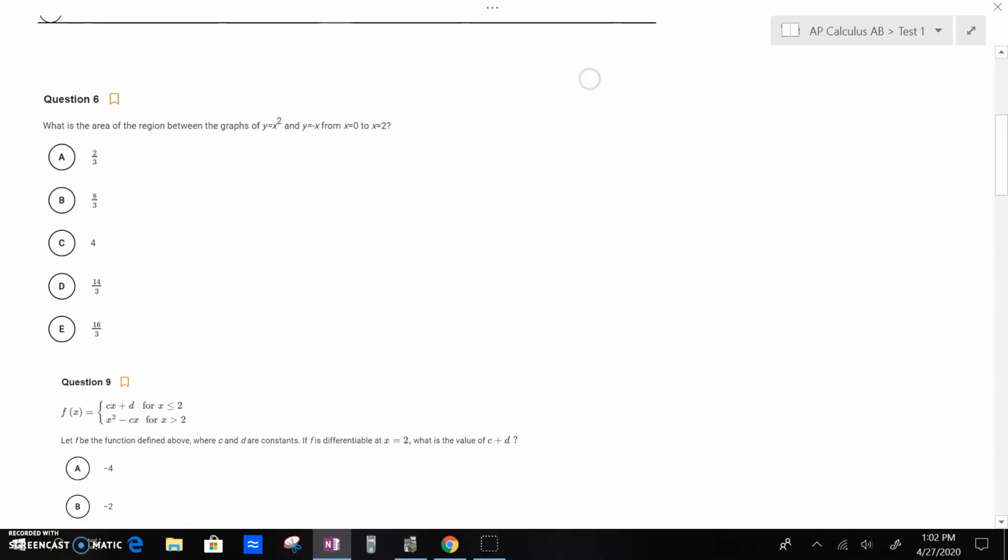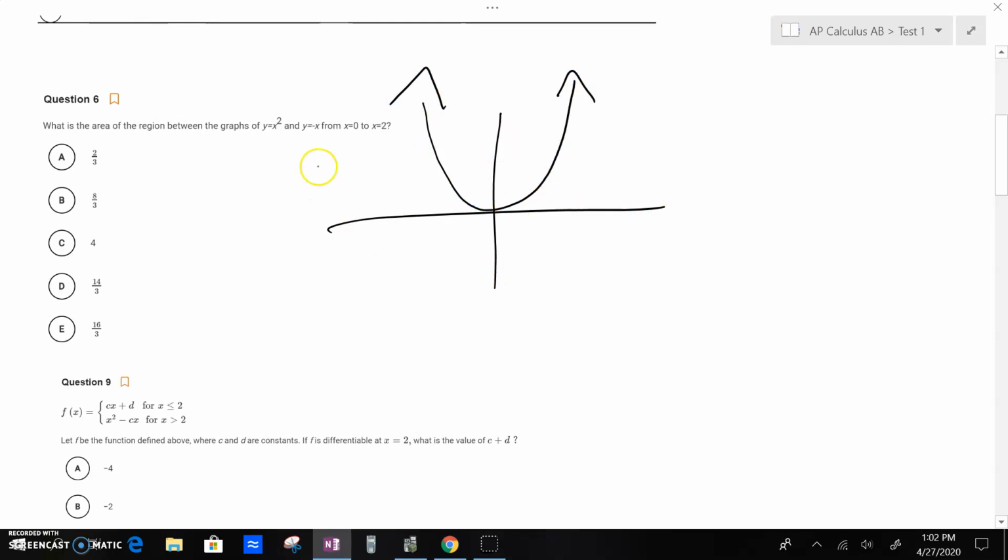Second question, question 6. What is the area of the region between the graph y equals x squared and y equals negative x from 0 to 2? So y equals x squared is a parabola, and y equals negative x looks like a linear function. I know we don't actually overlap right there, I just got a little sloppy. But we're going from 0 to 2, so even though my picture is not great, we're good. So 0 to 2, and you've got this space, you've got this space. A couple ways we can do it. I think probably the easiest way is just a straight integral. So integrate 0 to 2, top minus bottom.